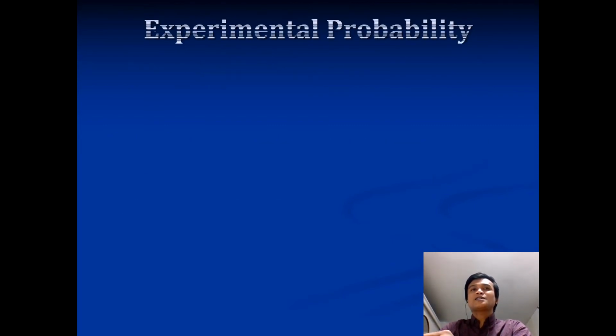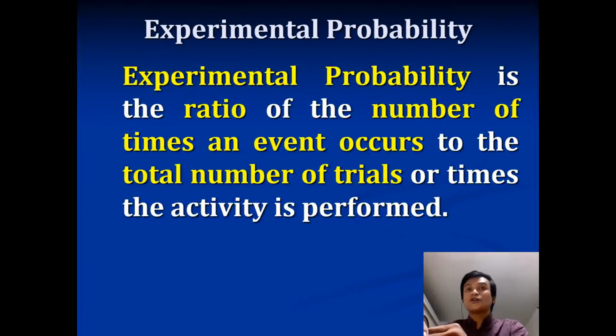Okay, experimental probability is the ratio of the number of times an event occurs to the number of trials or times the activity is performed.